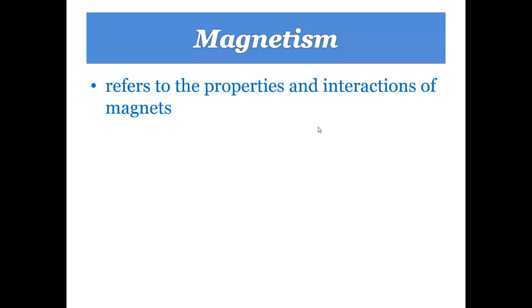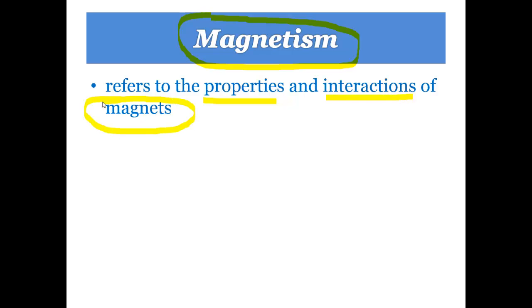So magnetism, if we have the word magnetism, what does that mean? Magnetism just refers to anything that has to do with magnets. It refers to the properties and the interactions of magnets themselves.